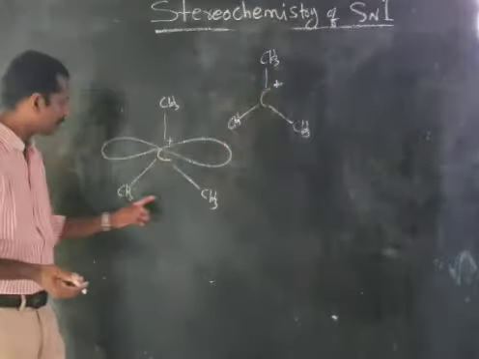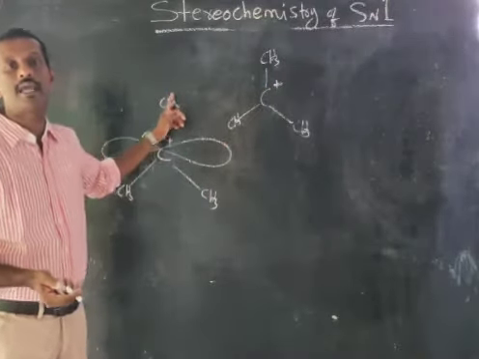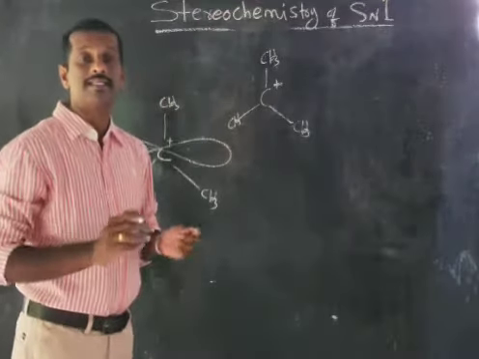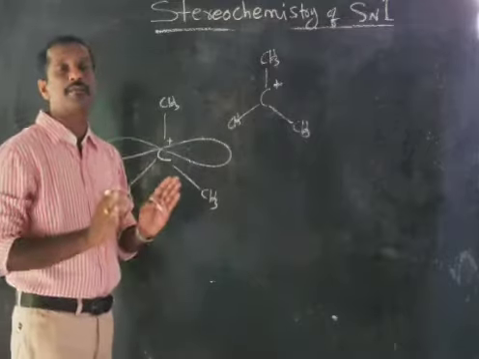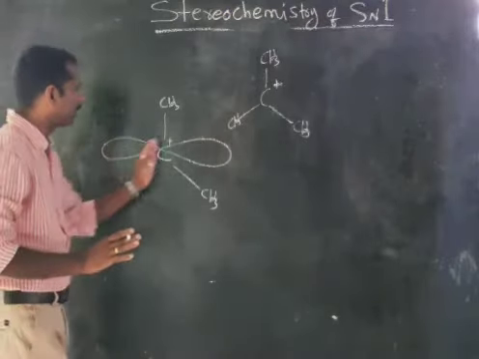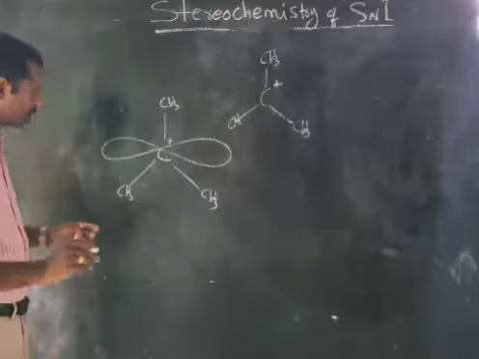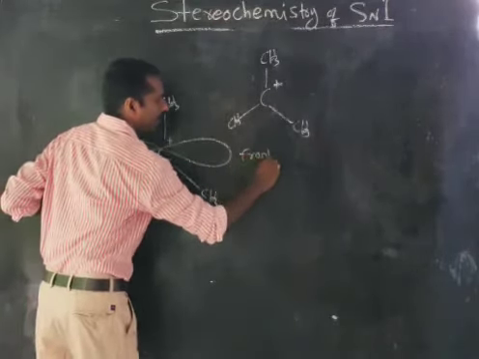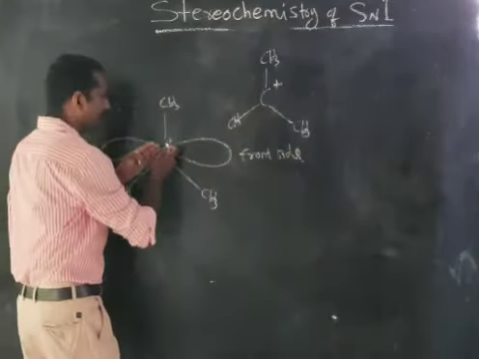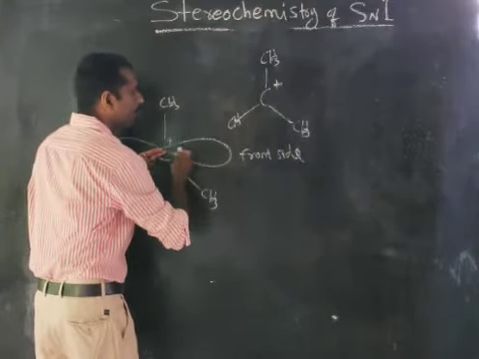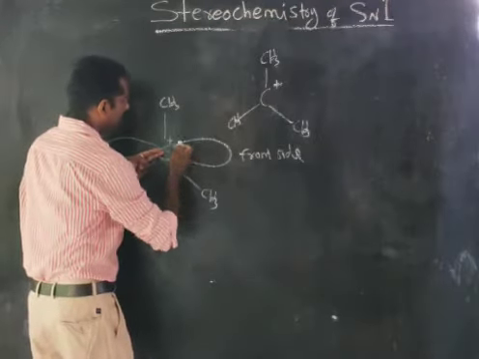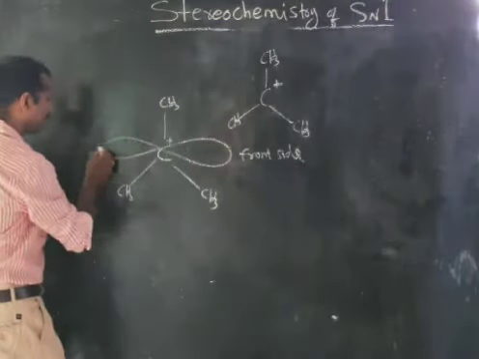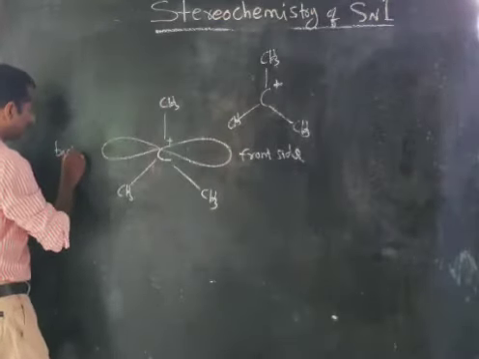Once again I am explaining: the carbocation has a planar structure, and the positively charged carbon is sp2 hybridized, with a vacant p orbital. Now this side can be taken as the front side, that means the side to which the leaving group is attached, here X. And the other side can be taken as the back side.